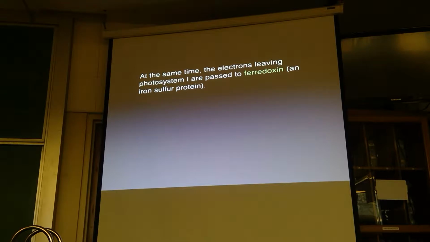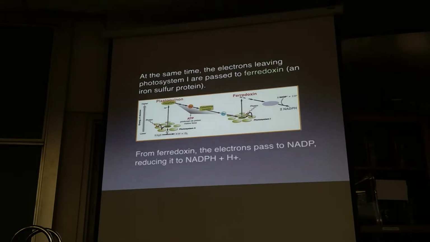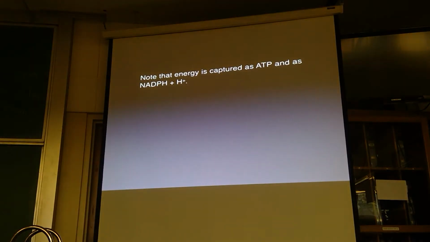Again, it's an iron sulfur protein. And ferredoxin can pass the electrons to NADP, reducing it to NADPH plus H+. The only difference between NAD and NADP is that NADP has a phosphate on it. Still, this energy capture is a reduction reaction, not a phosphorylation reaction.